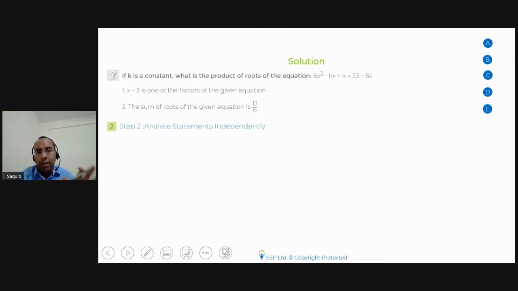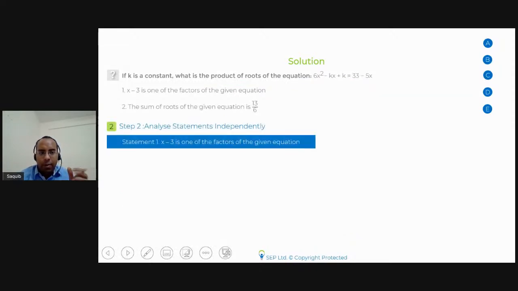Now here's a very interesting learning, guys. The first statement, which again stumps a lot of students. They don't know what to do with it. X minus 3 is one of the factors. What do you mean by this? Okay, now let me explain.